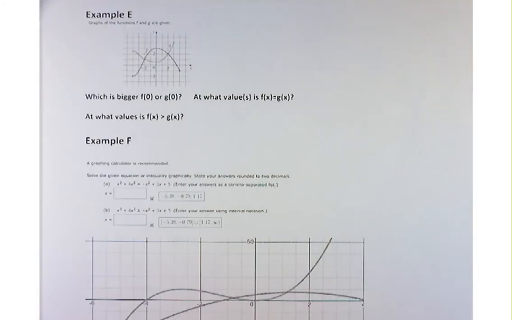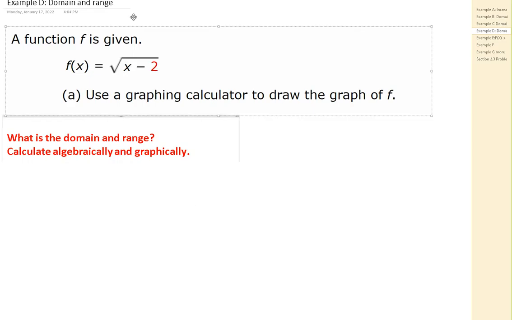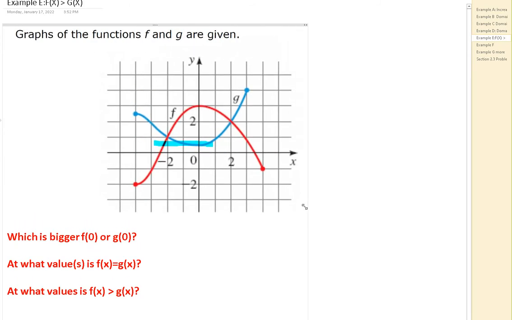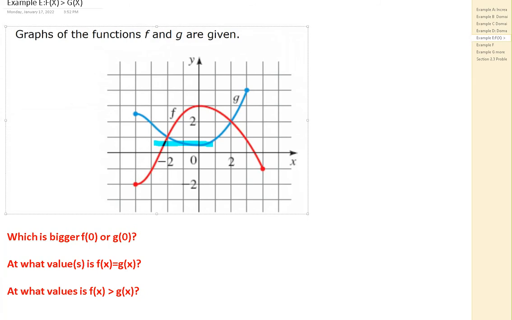All right, so E and F kind of go together. E is the kinder, gentler version of this. And then F's going to take a little bit of work for you. So we've got a couple functions here, F and G. We want to know, first of all, which one's bigger, f of 0 or g of 0. My bad.